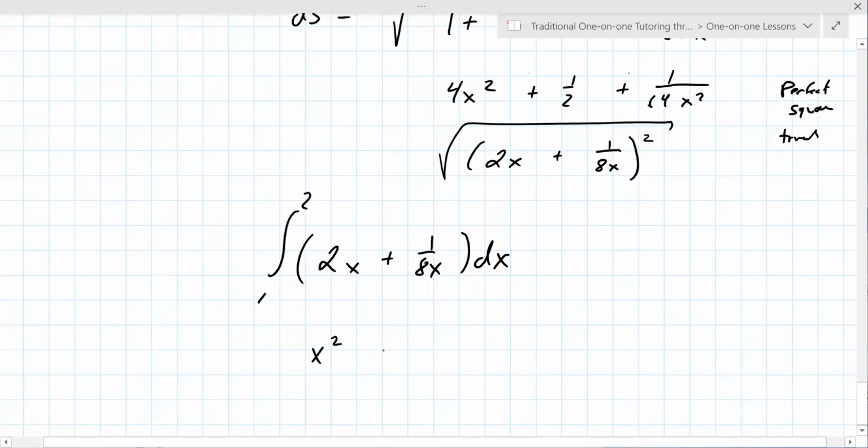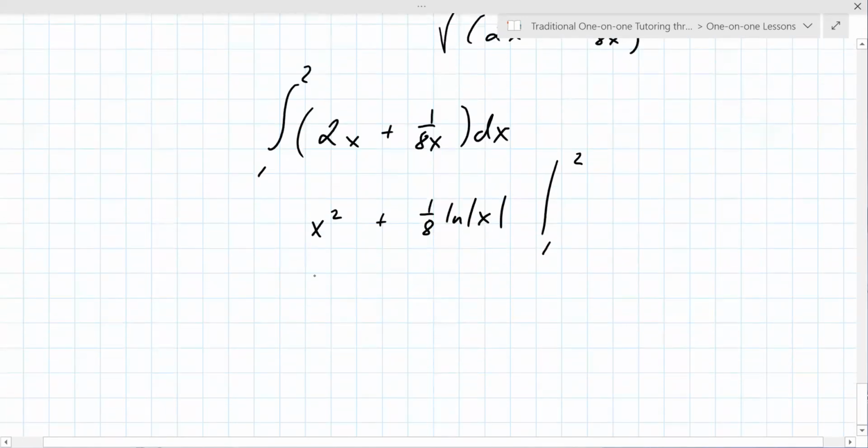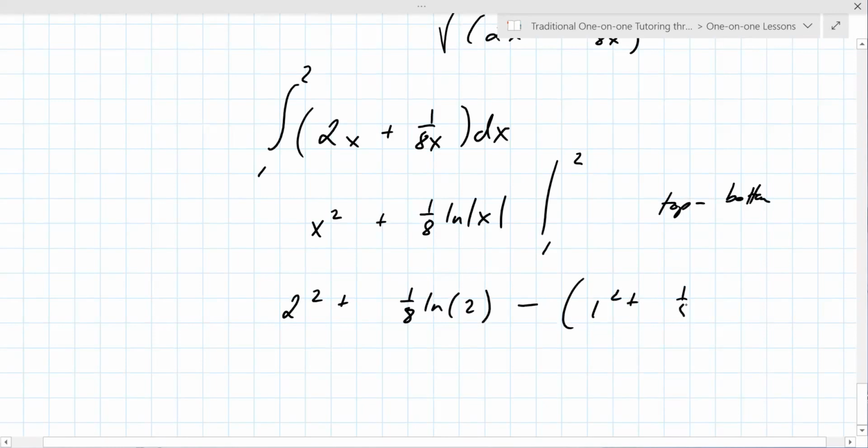So that's x squared plus 1/8 natural log of the absolute value of x, evaluated from 1 to 2. And we haven't done one of these ones, so might as well. It's always top minus bottom. 2 squared plus 1/8 natural log of 2, minus 1 squared plus 1/8 natural log of 1. Natural log of 1 is 0. So you get 4 minus 1, 3, plus 1/8 natural log of 2. You find it.